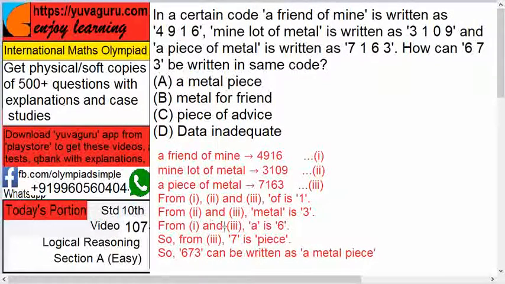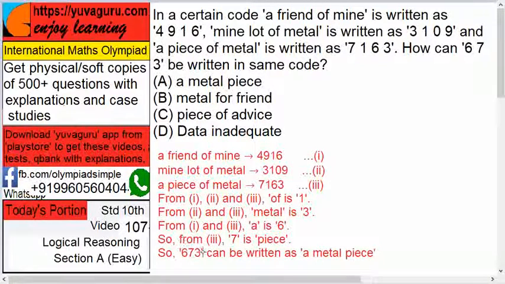Now focus on 1 and 6. What are the words common? "A" is for 6. How? Same logic. 1 and 6 are common, and here "a" and "of" are common. So "of" we already know, so the second will be "a", right? So "a" is 6. And from 3, 7 is "piece". Because in the third code you know 1, you know 6, you know 3. So what remains? 7. So that 7 will be "piece".